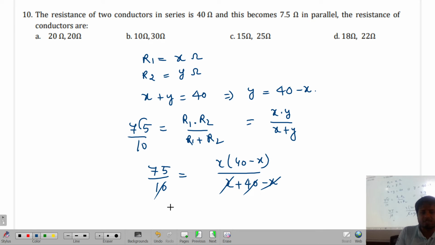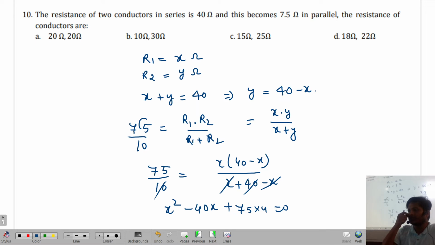So try to understand. Here I will get x square minus 40x plus 75 into 4 is equal to 0. I will get one quadratic equation or not? And every quadratic equation has two roots or not? Here I will get one positive, another negative root. Which resistor will I consider? I will consider the positive resistor. Using that positive resistor, put that value over here and you will get the answer. Got it or not? Yes or no?